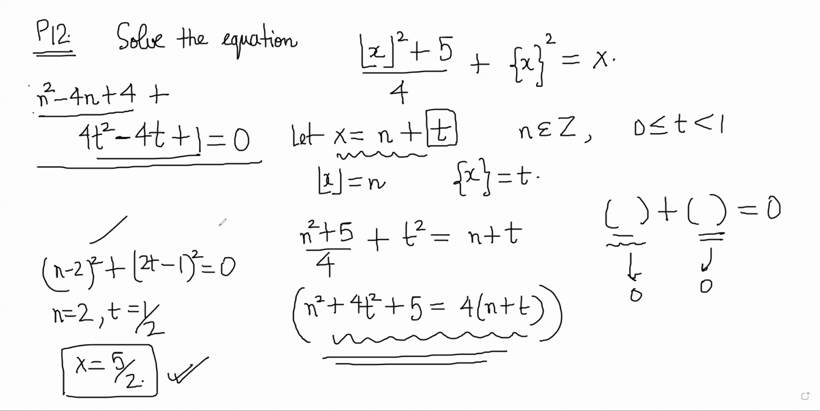Yes, sir. And by the way, this guarantees that there is no other solution. There is no other possible solution for this equation, right? You cannot think of any other n and t that will make this work, right? Yes, sir. Okay, fine. So that was the solution for this one. Let's move on to the next problem.